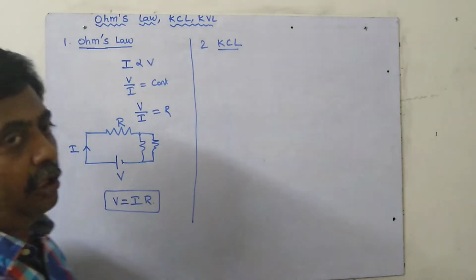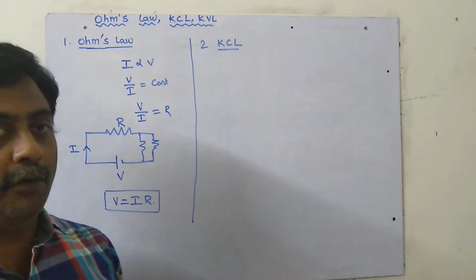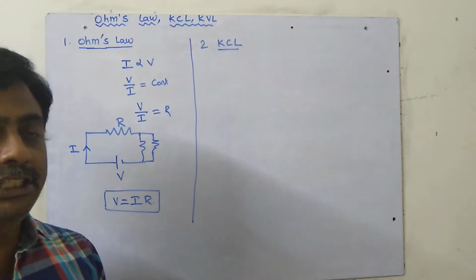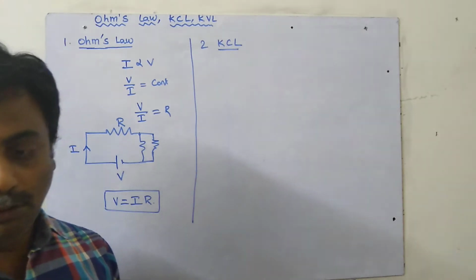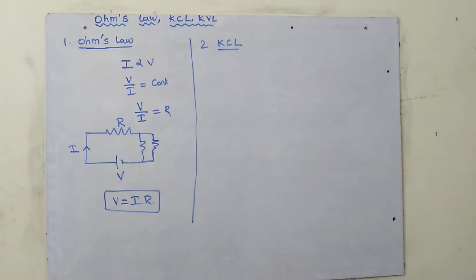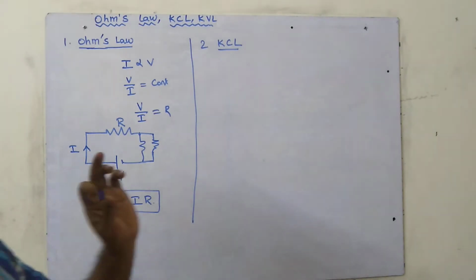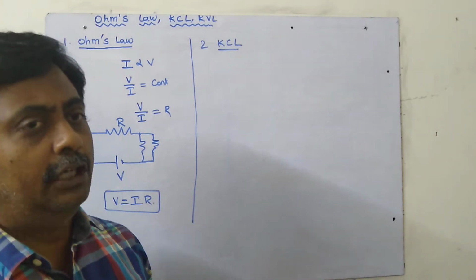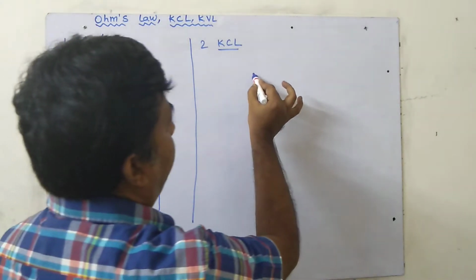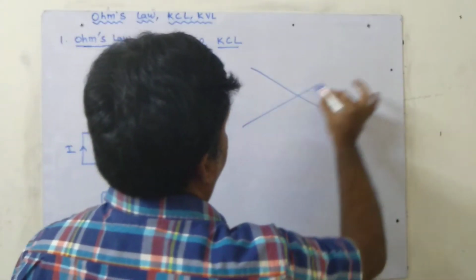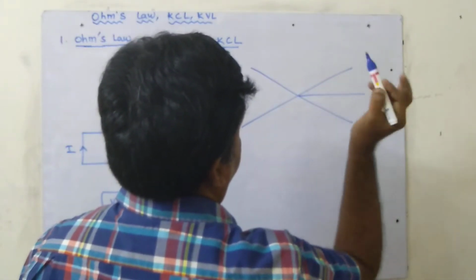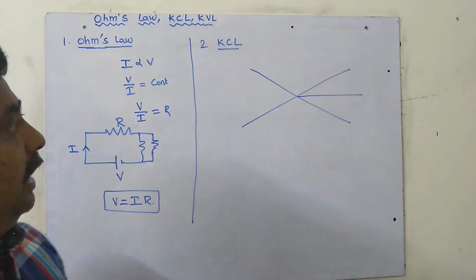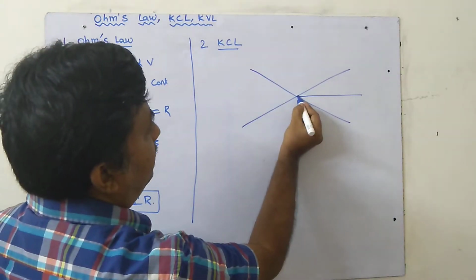In a junction or node, the algebraic sum of all the currents will be equal to 0. What is meant by algebraic sum? The exact wording: the algebraic sum of currents meeting at a junction or node equal to 0. For example, I am taking a junction like this, and drawing the branches around it. This is the junction or node.